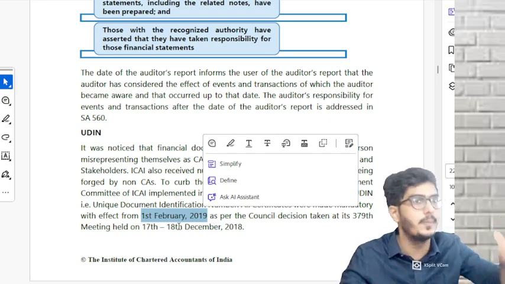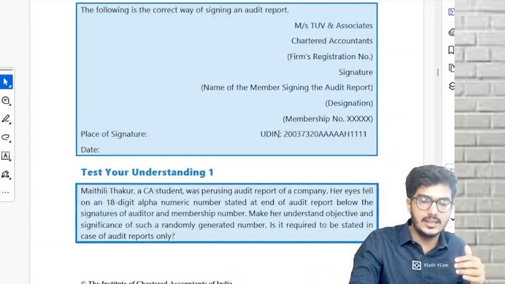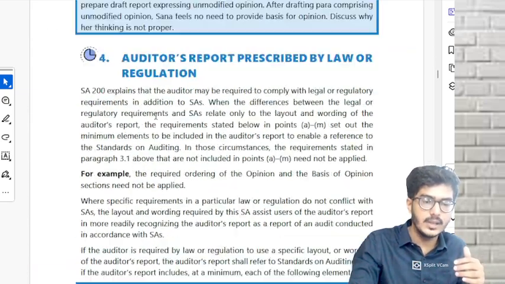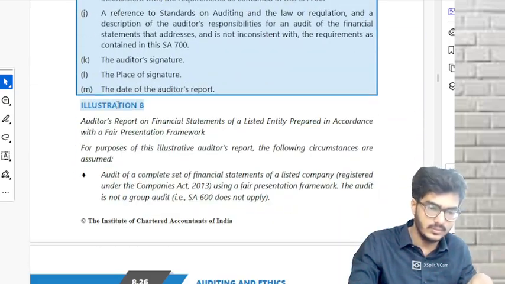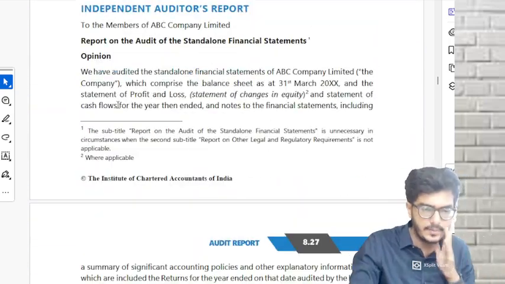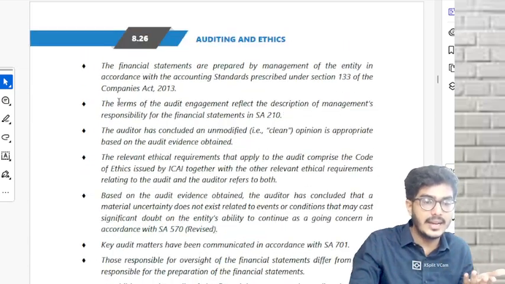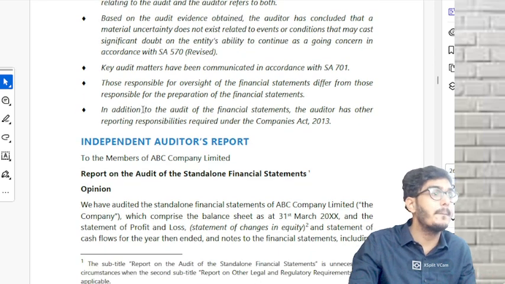Now when you jump into practice, you'll get to know. Like this, you have to generate the UDIN. Then this entire fourth point, skip.